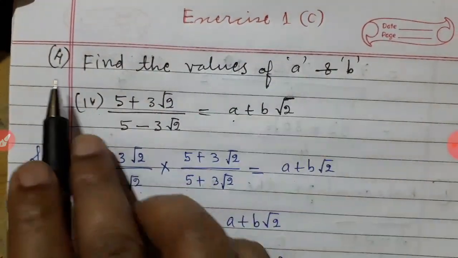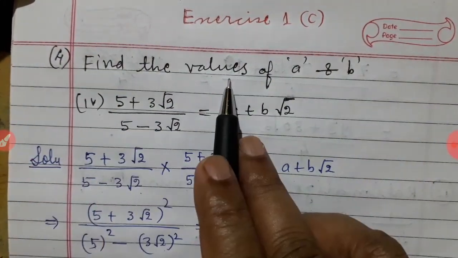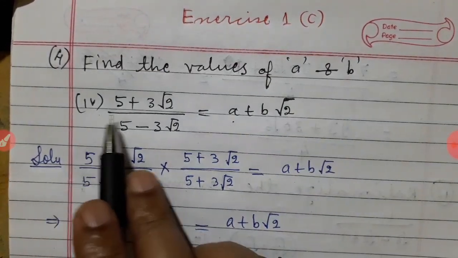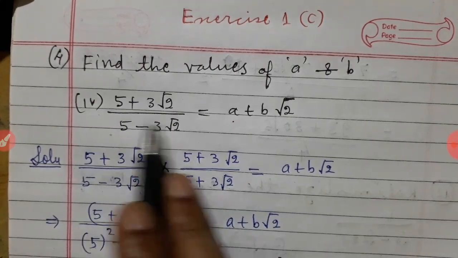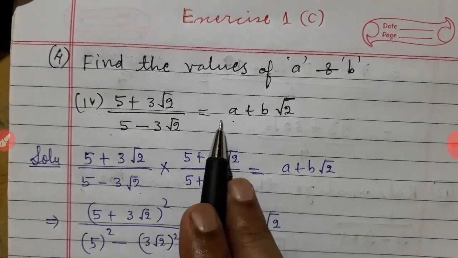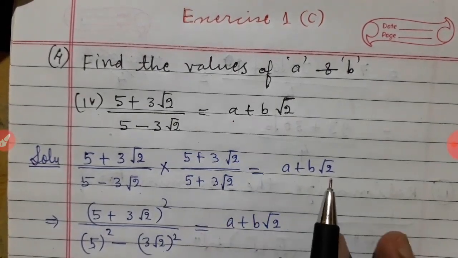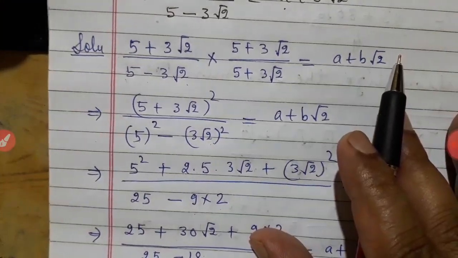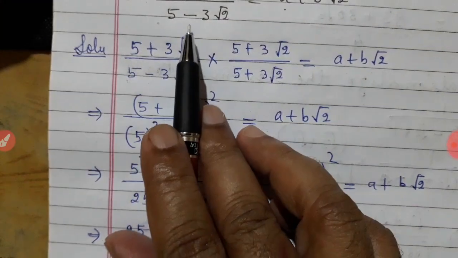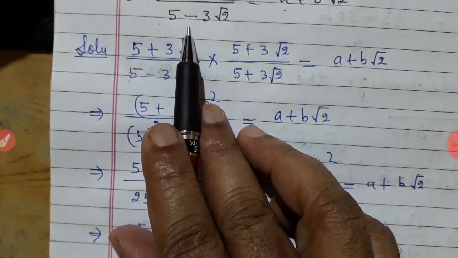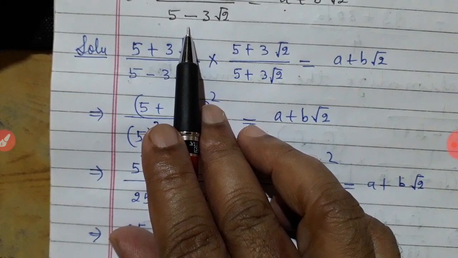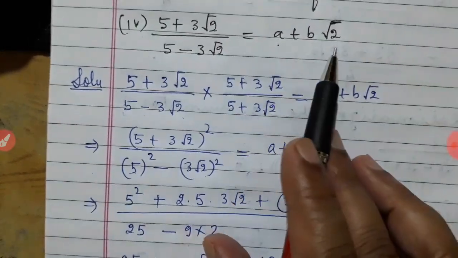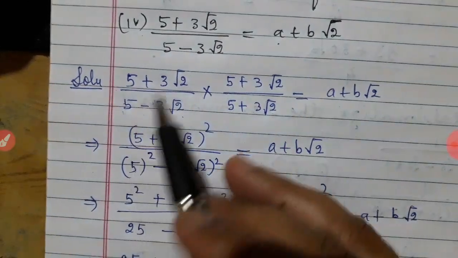Exercise 1C, question number 4. Find the values of A and B. Question number 4: 5 plus 3 root 2 whole upon 5 minus 3 root 2 is equal to A plus B root 2. So for solving this question, first we will rationalize the denominator, and then after rationalizing the denominator, we will compare the simplest form with the RHS. Okay, so let us start rationalization.